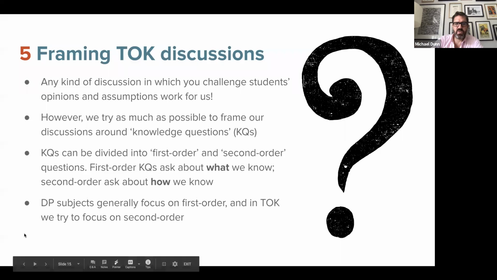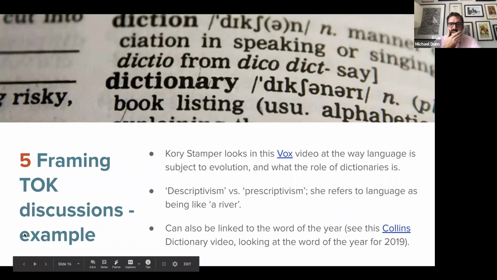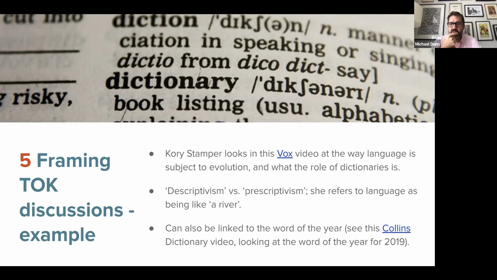So in language, here's an example of the kind of thing that we would be looking at. I find this quite fascinating. Obviously in language acquisition, we're looking at words, we're looking at the meaning of words. In TOK, we step back a little bit more, and we think about, what is the role of a dictionary in language?